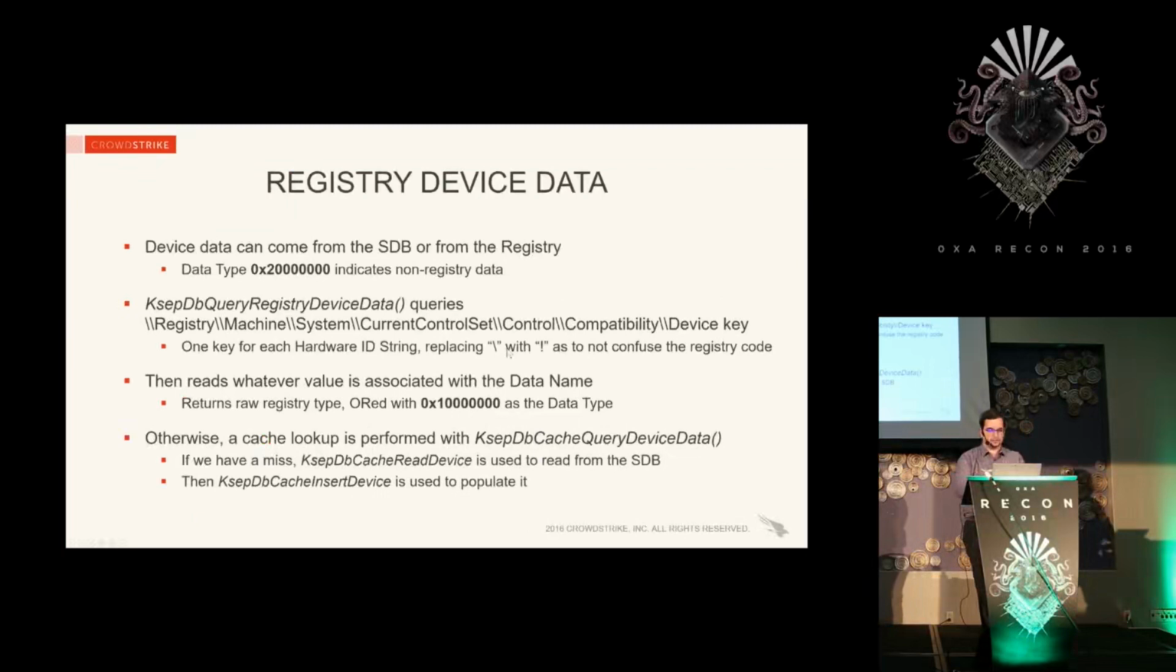And in the registry, you basically have this reg key: registry, machine, Windows, system, current control set, control, compatibility, device, and you take a hardware ID, which is like USB ampersand some number slash bus ampersand some number. You replace all the slashes with bangs, and if there's anything in there, that means there's device data for that device path for the hardware ID. If it's not in the registry, they're going to do a lookup in the cache because all this device information is cached, and if it's not in the cache, then they're going to look in the SDB.